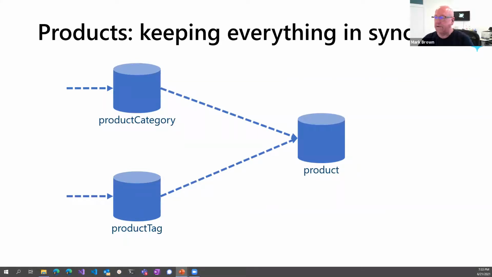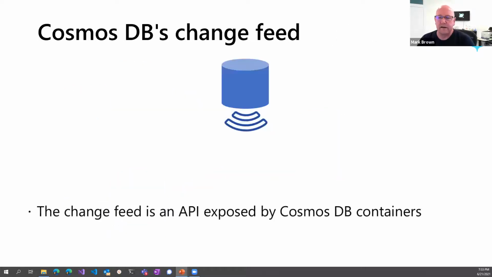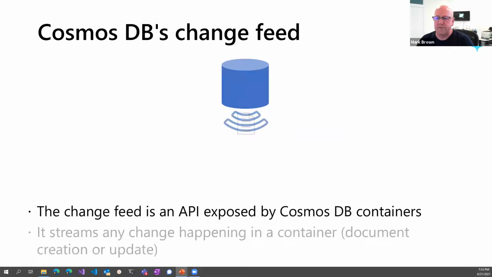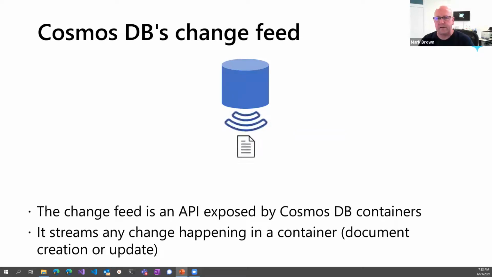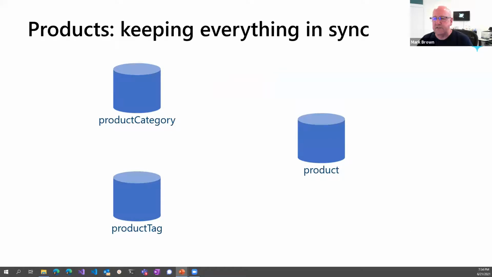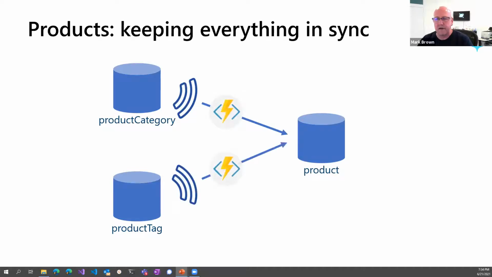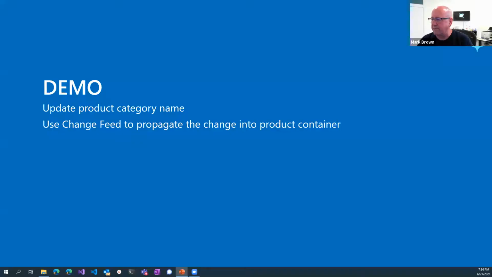Well, as it turns out, Cosmos DB has a way of handling that, and it's called change feed. Now, change feed is an API that lives within every Cosmos DB container. And so whenever data is written to the container within Cosmos DB, such as an insert or an update, change feed streams those changes to an API that you can then listen to, and then use that event to respond to those changes and do practically anything you want with it. So in our case, we're going to need change feed to listen to changes that occur within the product category and the product tags containers. And then we'll write some code to then propagate those changes to our product container accordingly.